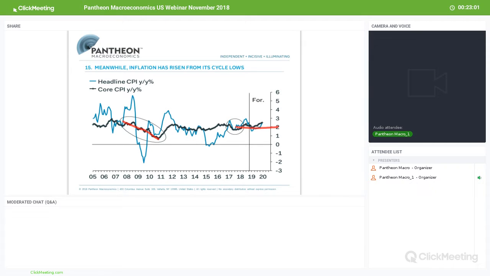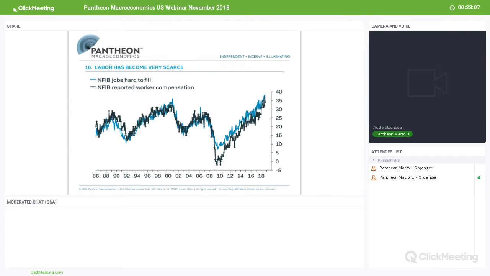And bearing in mind, of course, that markets don't even believe the Fed's projections, that's a fairly significant threat. So how do we look at the scarcity premium? Well, we know that labor is scarce. The NFIB number for jobs hard to fill is extraordinarily high, as is the NFIB's reported worker compensation number, both approaching record levels and not showing any signs of leveling off. So from an employer perspective, we know that labor is very scarce.